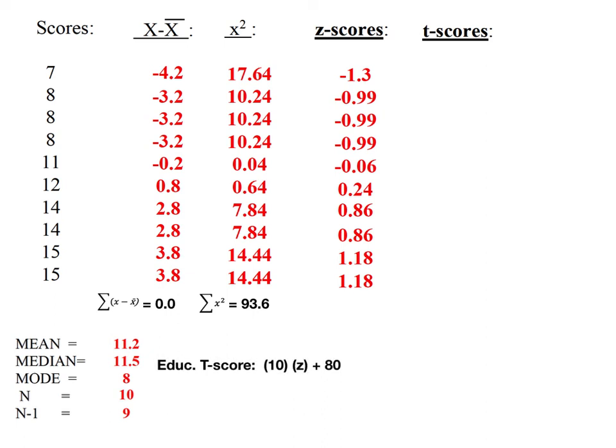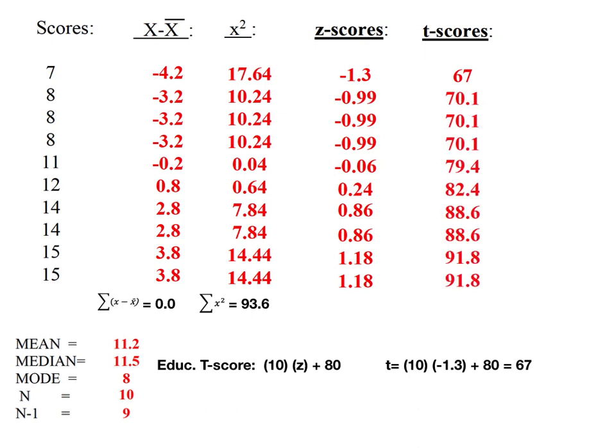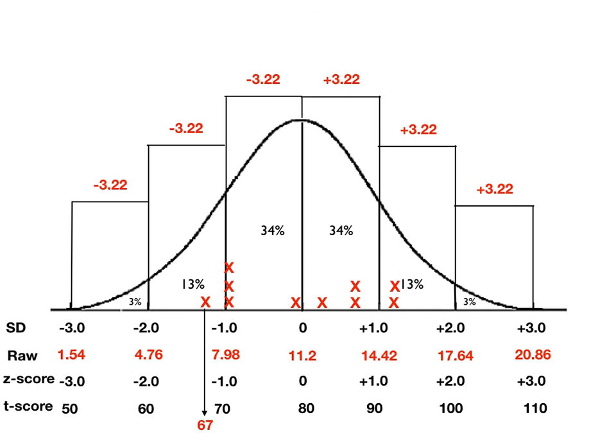To calculate the t-score, we take the z-score for the student, multiply it by 10 and add 80. Therefore, for the first student, we take his z-score of -1.3 and multiply it by 10. That gives us a sum of -13. We then add 80 for a total of 67. This student gets a D for his performance on this particular test. The t-scores for the remaining students are listed in the slide. Now, what we need to do is verify whether or not we plotted a z-score correctly on the bell curve. As you can see in this slide, this student's t-score of 67 coincides exactly with his z-score.